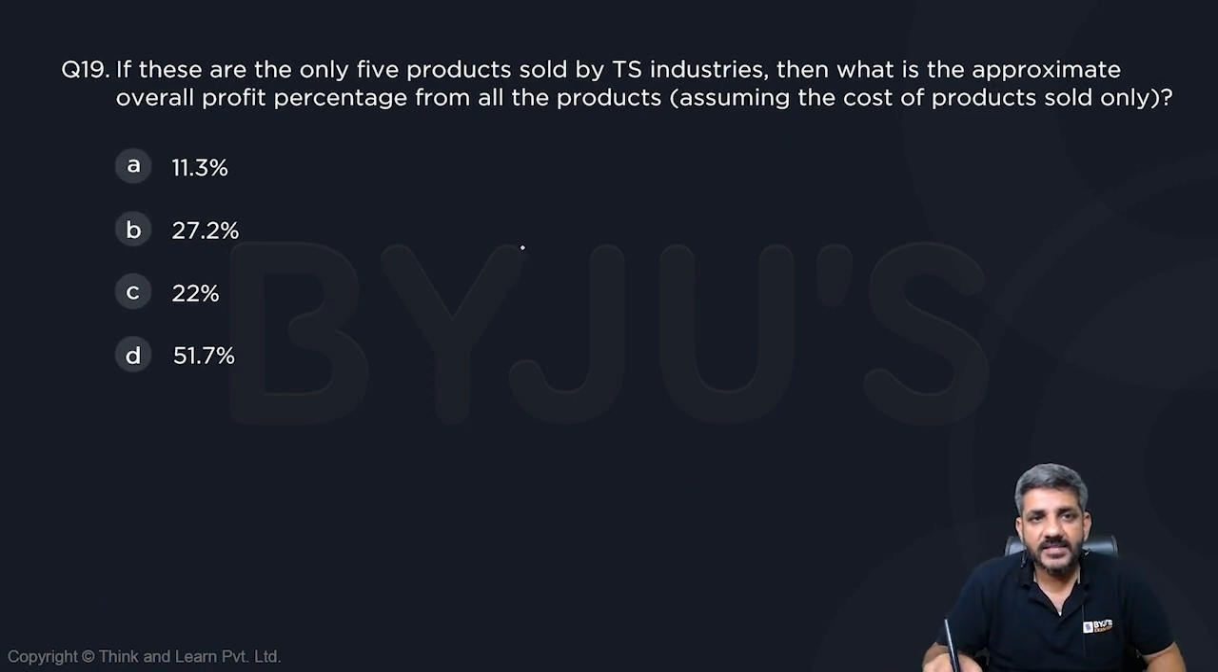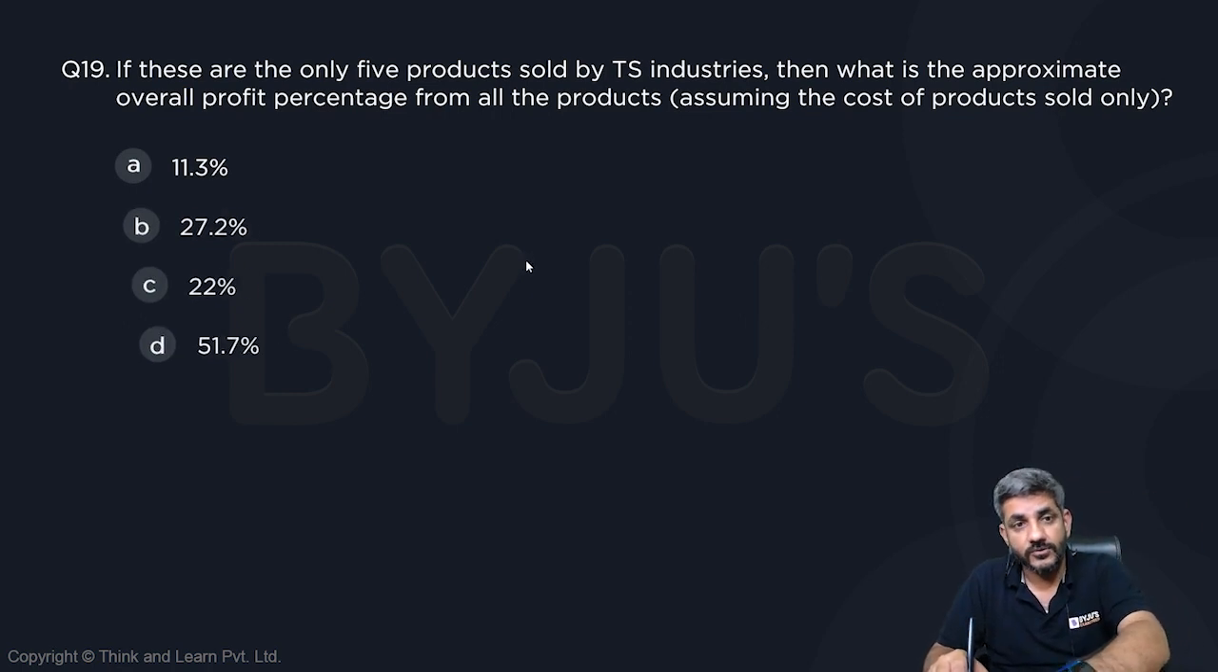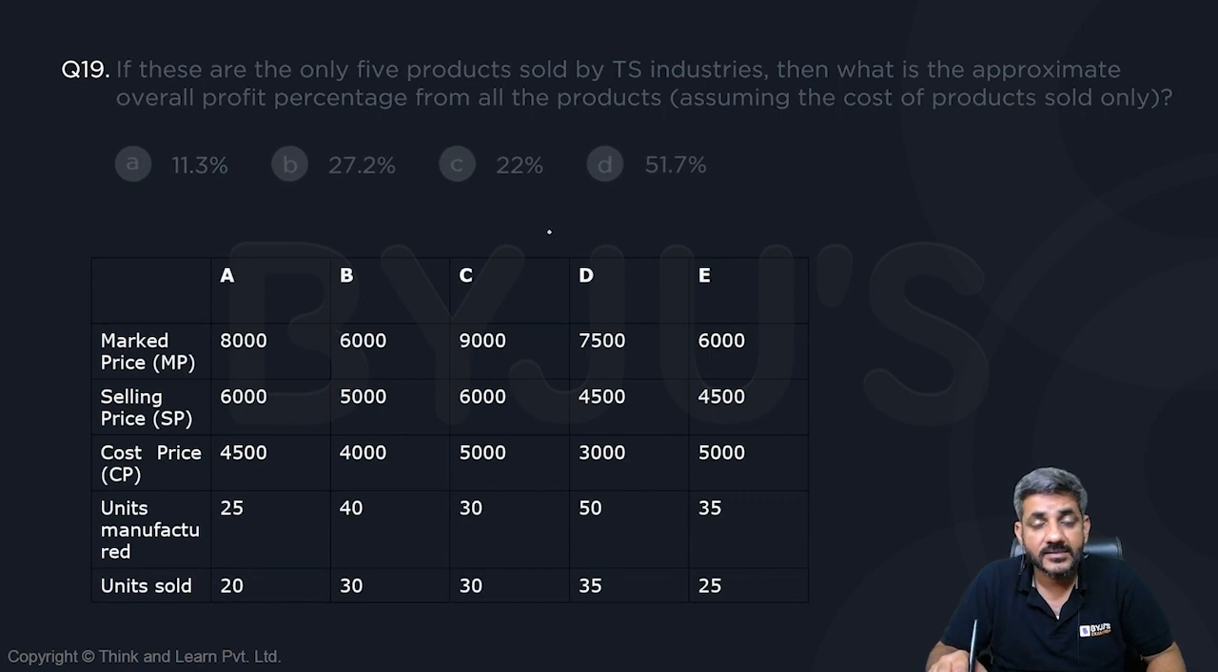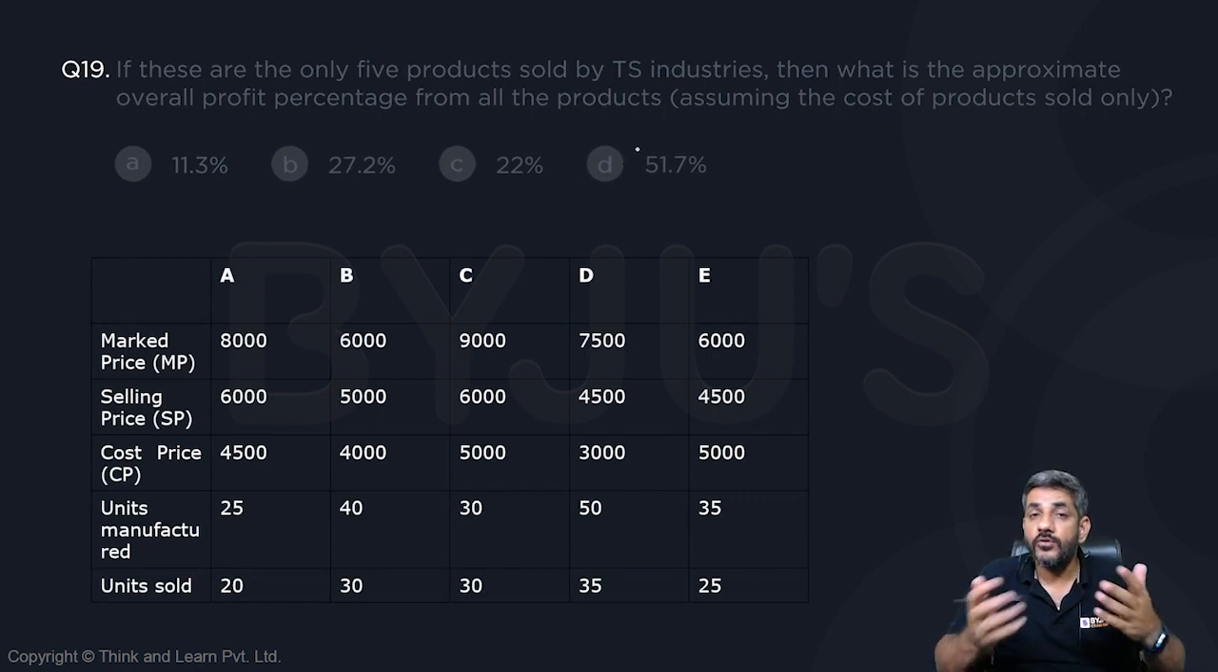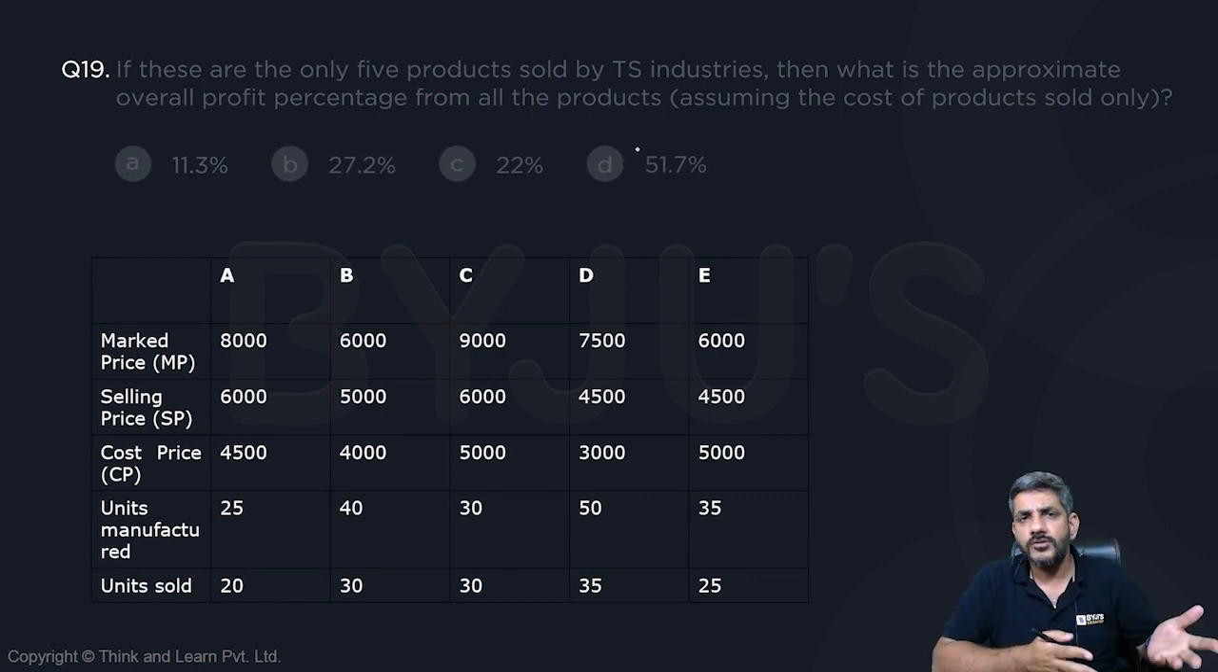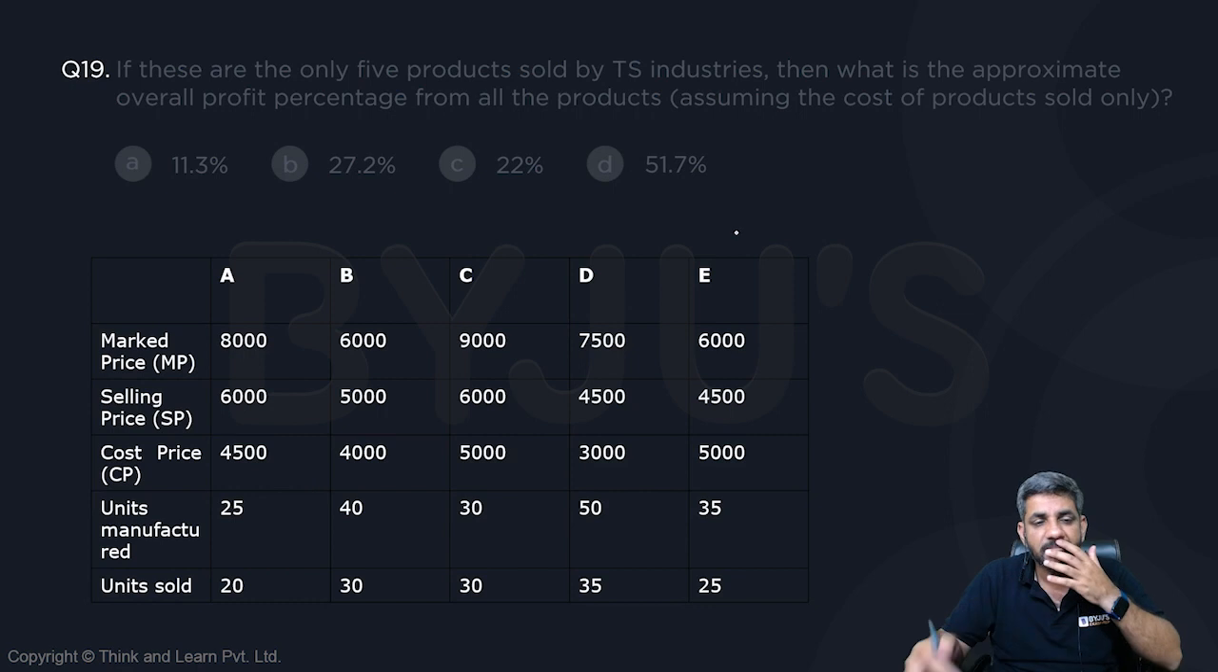Next question says, if these are the only 5 products sold by TS Industries, what is the approximate overall profit percentage for all products? So overall profit percentage is being asked this time. What do we need to do for overall profit? We need the overall cost, and we also need the overall selling price, right? Or overall profit, you can say, either of the ways. So if I look at the overall cost, what would it be?